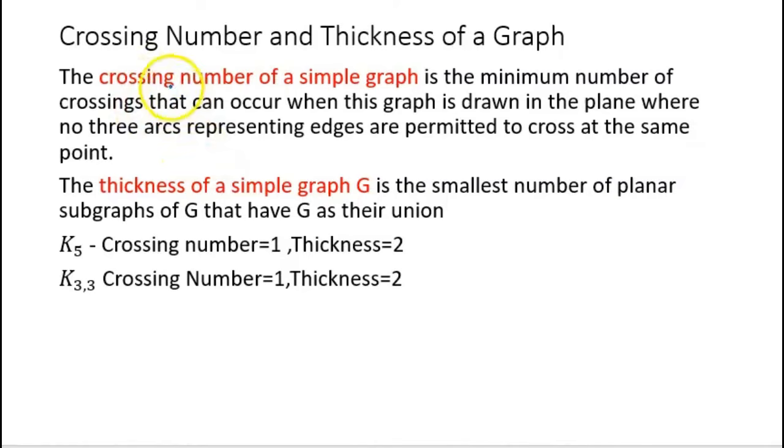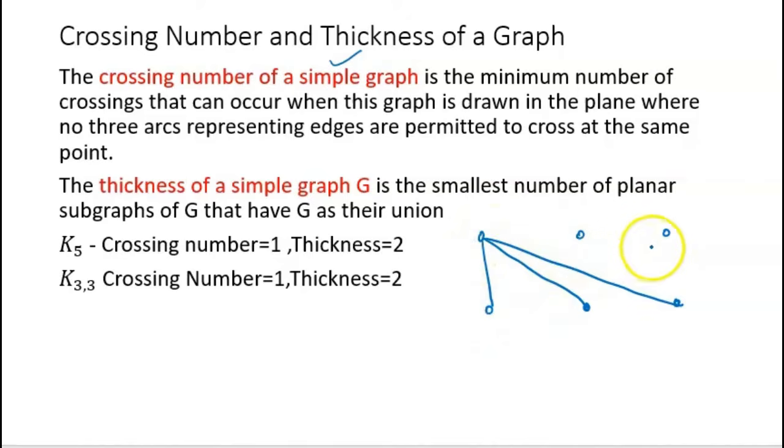So what do we mean by crossing number? The crossing number of a simple graph is the minimum number of crossings that can occur when this graph is drawn in the plane where no three arcs representing edges are permitted to cross at the same point. So we have seen in our earlier example that when we drew K33 in its planar representation, I was not able to draw without at least one crossing happening. So let us quickly see it again.